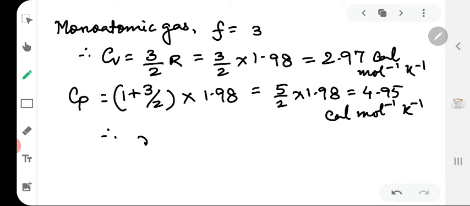Therefore gamma will be equal to 1 plus 2 by 3, that is equal to 1.67. This is for a monoatomic gas.